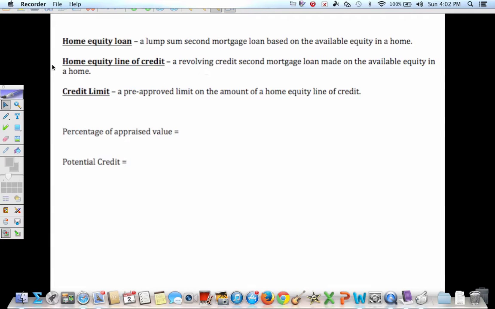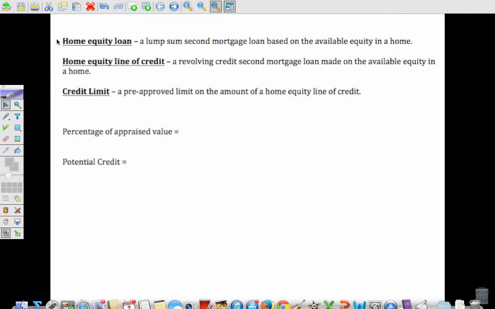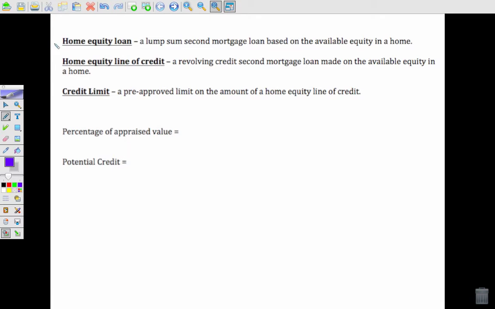All right, so let's talk about a home equity loan or home equity line of credit. Basically, here's the deal. If you have equity in your home, you can borrow against it. A lot of people will borrow against it to do construction or to buy boats or new cars, and all of that would just roll back into their home mortgage. There is a pre-approved credit limit on most home equity loans, and this is how we're going to find it. The method is called a percentage of appraised value.